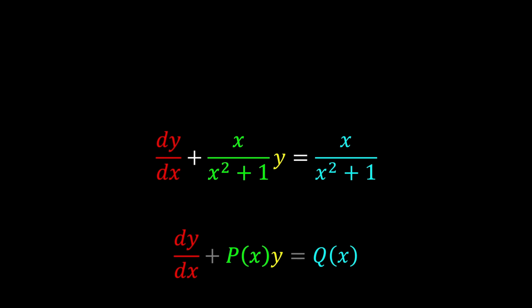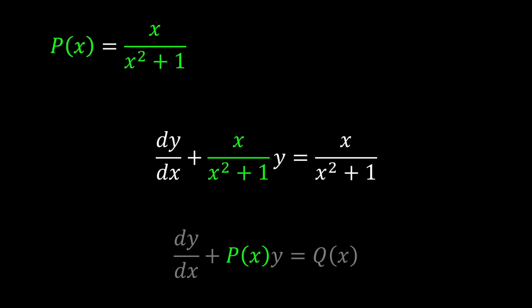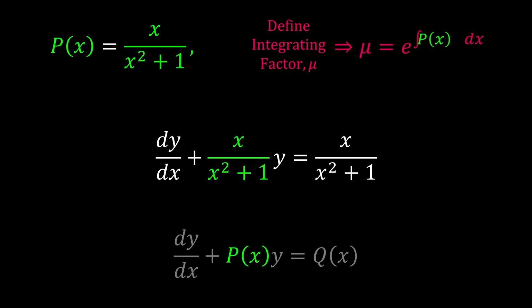The reason why this is important is because we're going to be focusing on this p of x term highlighted in green over here. We use this to define what's called an integrating factor, and this integrating factor is going to have the symbol mu. Mu is defined as such. We simply use this p of x for our definition of mu. The integrating factor is defined as e to the exponential integral of p of x dx.